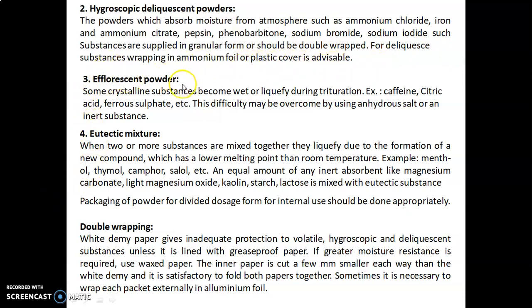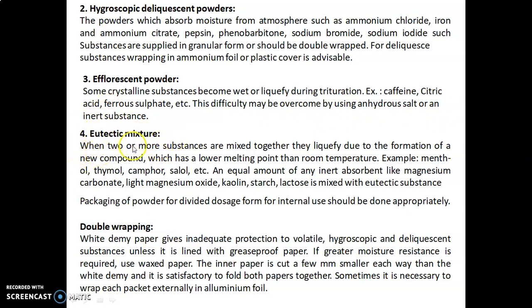The third one is for efflorescent powders. Some crystalline substances become wet or liquefied during trituration, for example caffeine, citric acid, ferrous sulfate, etc. This difficulty may be overcome by using the anhydrous salt or an inert substance.